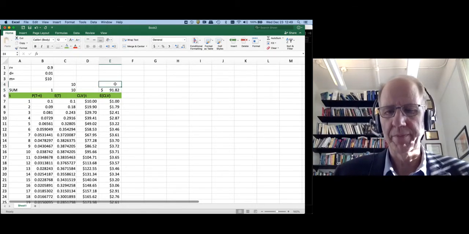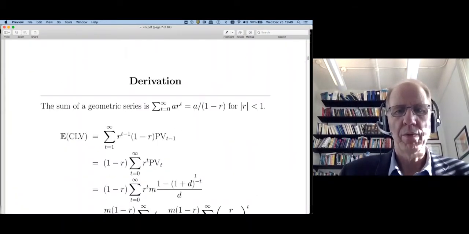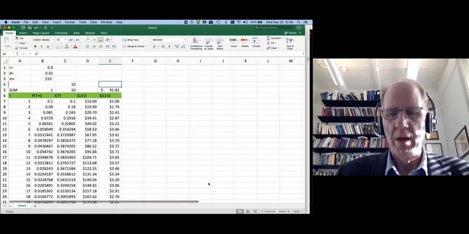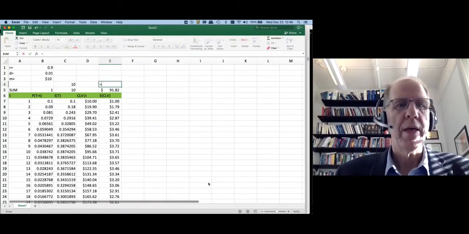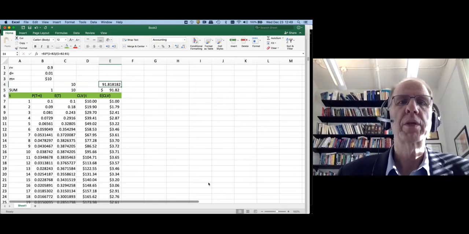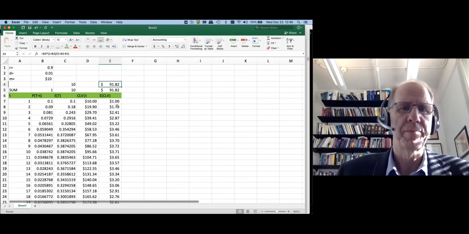Now, if I did this right, I should get this formula. So remember, I'm using immediate annuities right now, so it should be m times (1 plus d) over (1 plus d minus r). So let's just go type this in. M is B3 times (1 plus the discount rate, so that's B2), all over (1 plus B2 minus the retention rate, which is B1), and what we get is exactly what we got the hard way.